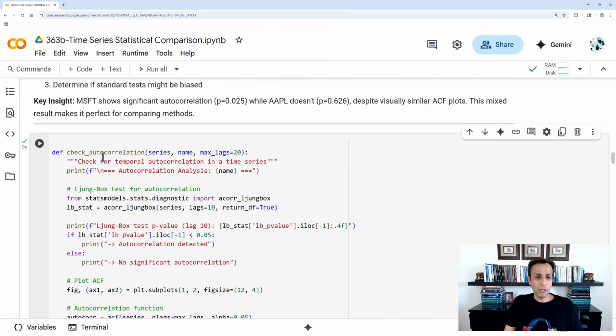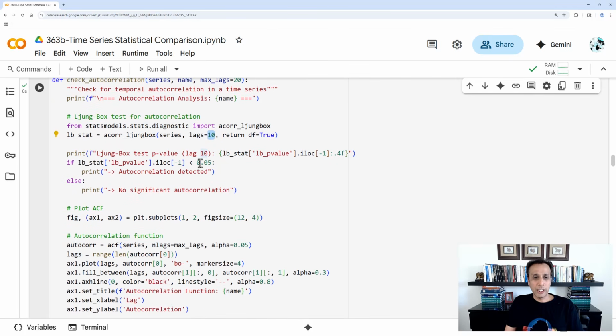So we're checking autocorrelation, and these are from statsmodels diagnostic. You have the test right there, so no need to write any code. We are just using a library, and we are lagging by 10 days. Then we check autocorrelation. If the p-value is less than 0.05, then we say the null hypothesis has been disproven. Otherwise, there is no significant autocorrelation. What do I mean by null hypothesis disproven? That means autocorrelation is detected. Otherwise, we assume that there is no autocorrelation.